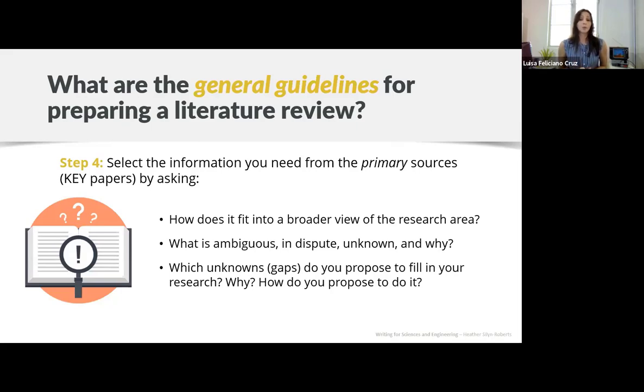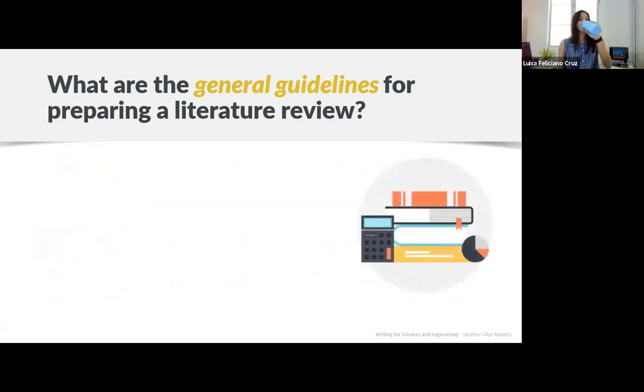Why do you propose to fill them? So that would be your purpose or justification. And then you have to answer, how do you propose to do it? Which would be your methodology. So when you're reading these articles, you should keep these questions in mind. Sometimes we just start reading a paper and then we don't think about these things while we're reading, and then we have to go back and reread because we didn't get all the information that we needed from this article.